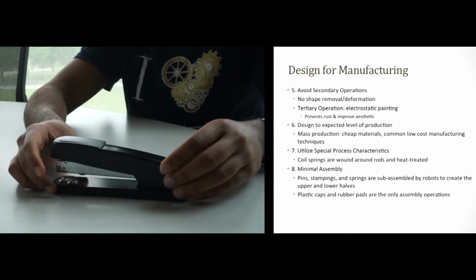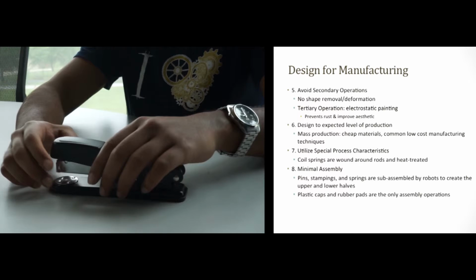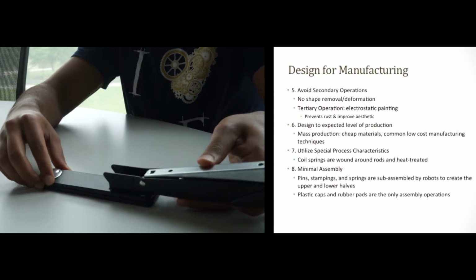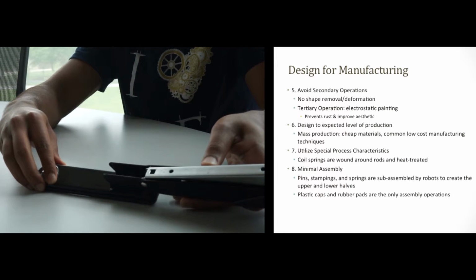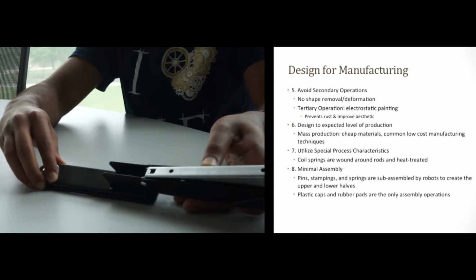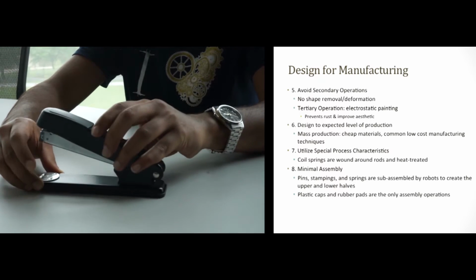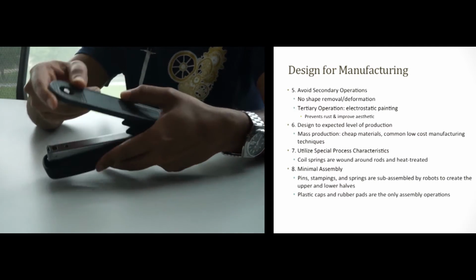One of the special processes used in manufacturing is formation of coil springs. The coil springs are made by winding steel wire around rods and heat treating them in order to prevent the loss of elasticity of the spring. Assembly is minimized by using robots for assembling pins, stampings, and springs in the upper and lower halves of the stapler. The only assembly operations include attaching the plastic caps and the rubber pad to the stapler.